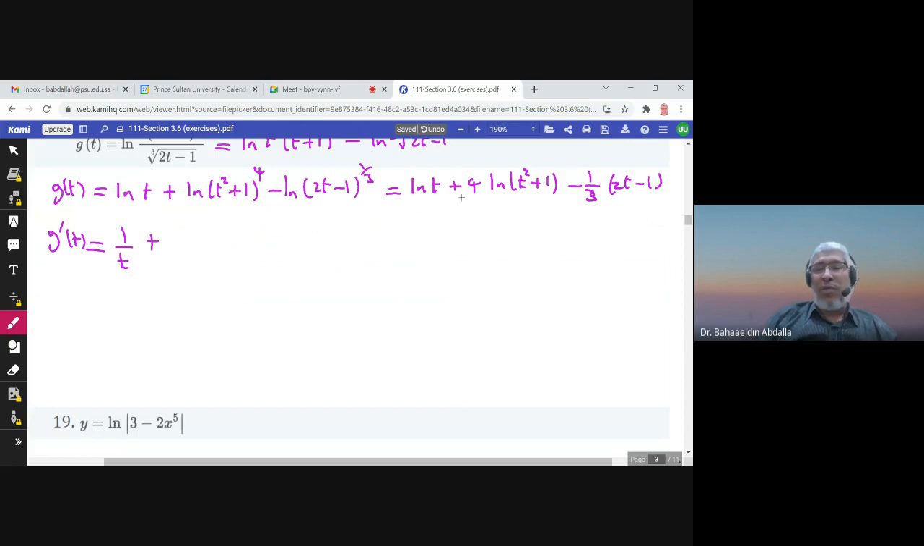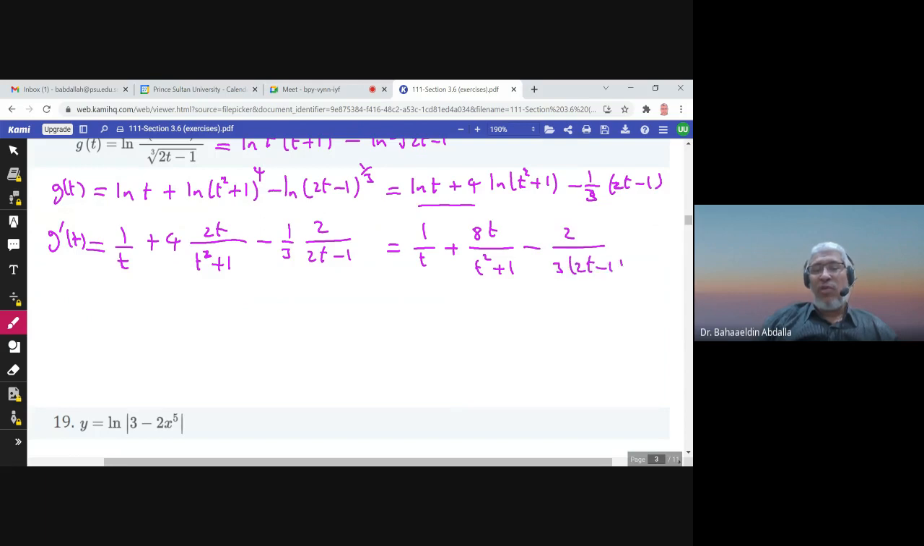Here, I'm using this one. Derivative of 4, I have 4. And the derivative of this is 1 over t squared plus 1 times 2t, minus 1 over 3 is constant, 1 over 2t minus 1 times 2. So I can write it finally 1 over t plus 4 times 2, 8t over t squared plus 1, and here negative 2 over 3 times 2t minus 1. That's the derivative.